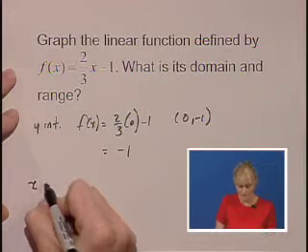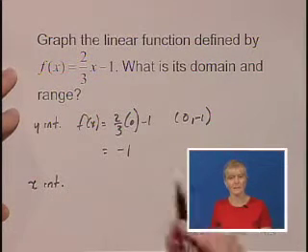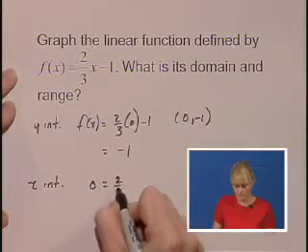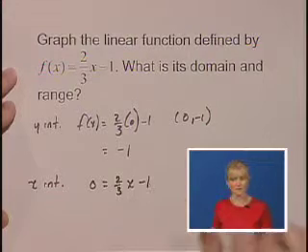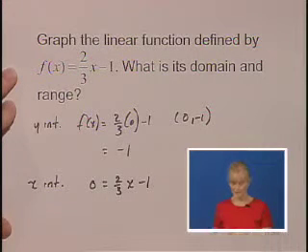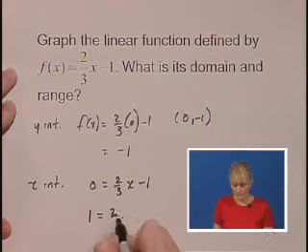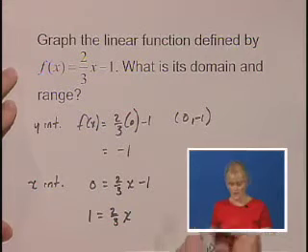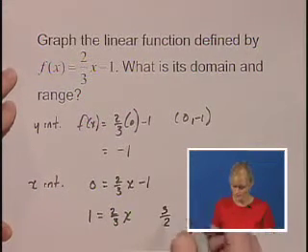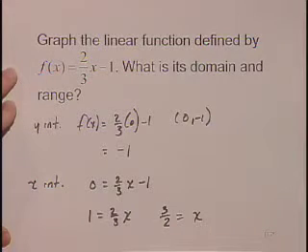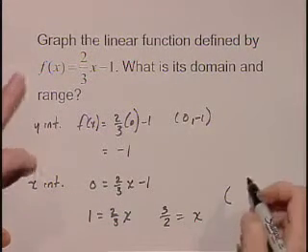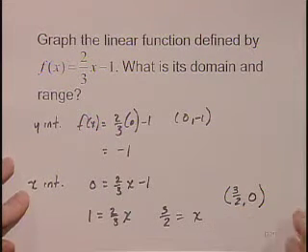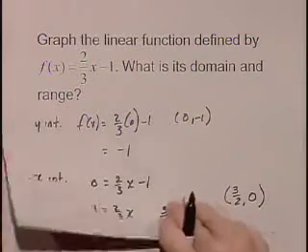Our x-intercept is by replacing y, or f of x, with 0. So we'll have 0 is equal to 2/3 x minus 1. And we're going to solve for x. We'll add 1 to both sides. 1 is equal to 2/3 x. Multiply both sides by 3/2, and we'll get 3/2 equals x. So our ordered pair for our x-intercept will be 3/2, 0. We now have 2 points so that we can graph our function.